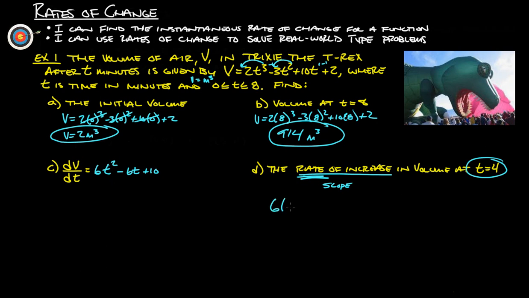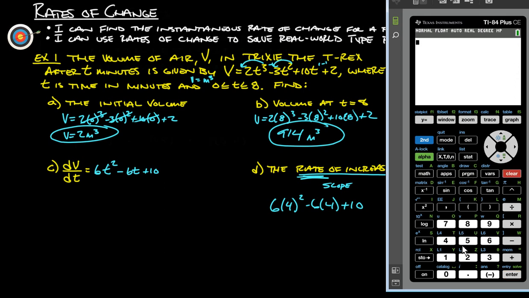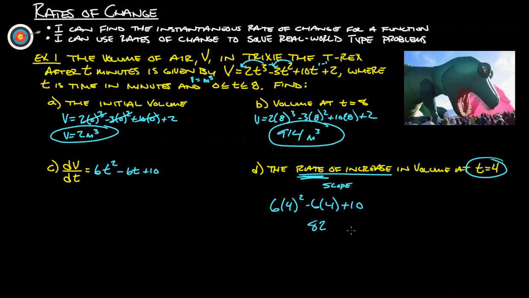So we've got 6 times 4 squared minus 6 times 4 plus 10. So let's see, I guess we can just put that in our calculator. So 6 times 4 squared minus 6 times 4 plus 10 gives us 82. So the rate of increase in volume at t equals 4 is 82. I'm going to go with cubic meters per minute.